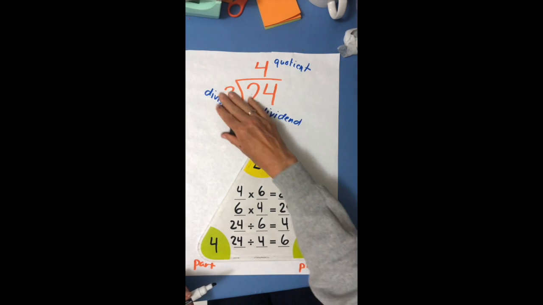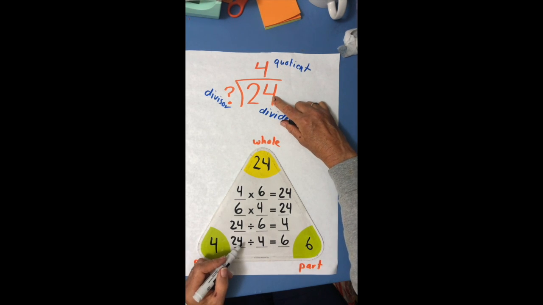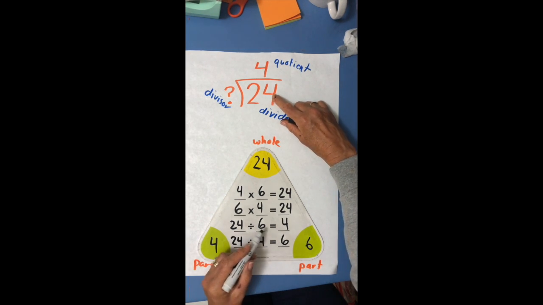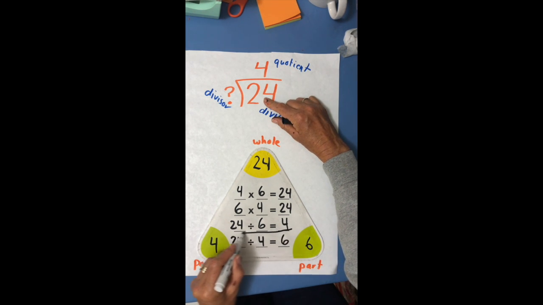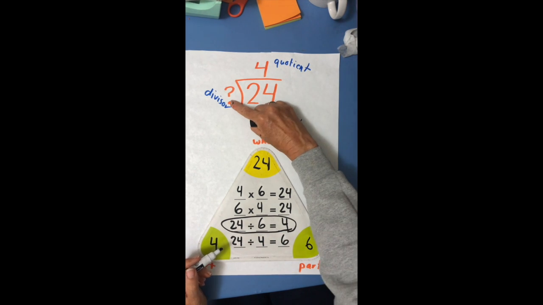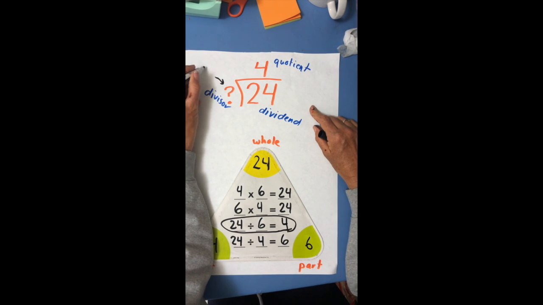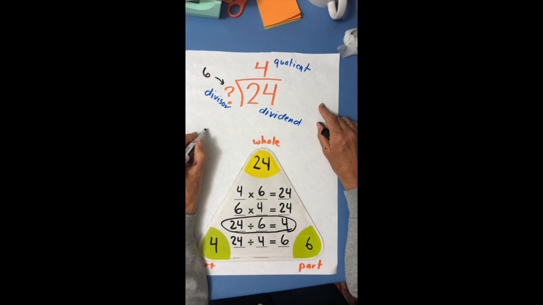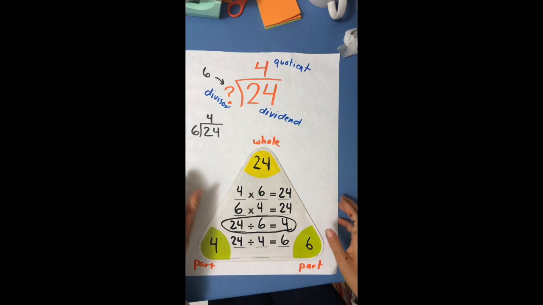So now I have to look for this answer. I have the dividend and the quotient, so I have the first number and not the middle. Oh, look, so I have a 24 and a 4. This looks like the one. So the missing divisor is 6. So this right here should have been a 6. So the equation would have been 24 divided by 6 equals 4. All right, I hope that helps.